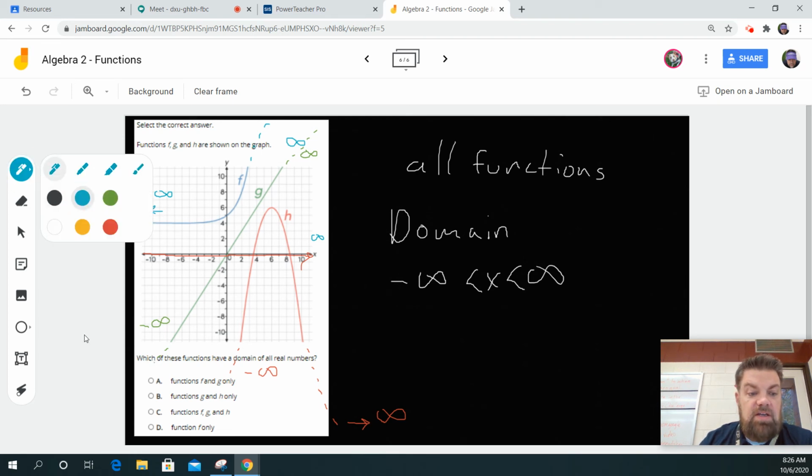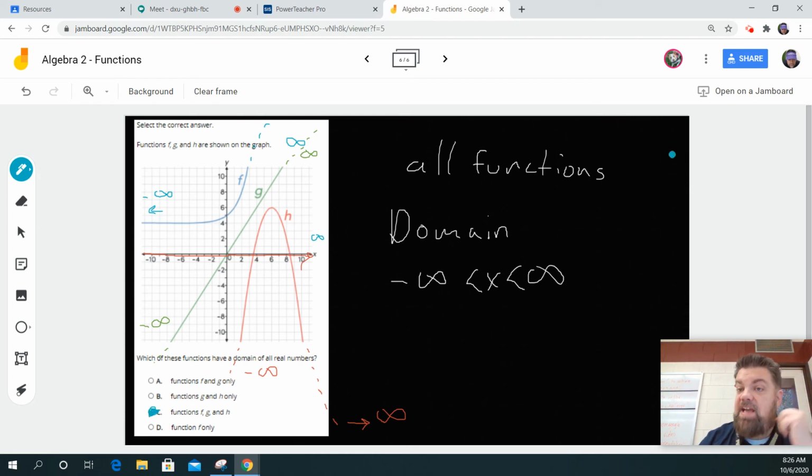So then it's option C, because functions f, g, and h are able to go from negative infinity to positive infinity, and they're continuous functions. They're like curves. There's no holes or domain restrictions or anything like that. No vertical asymptotes. So all three of them.